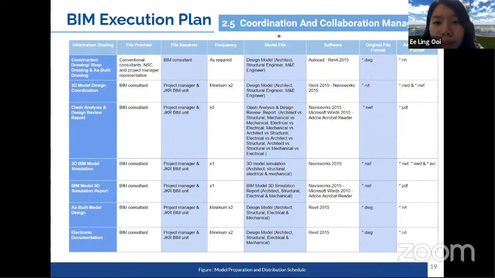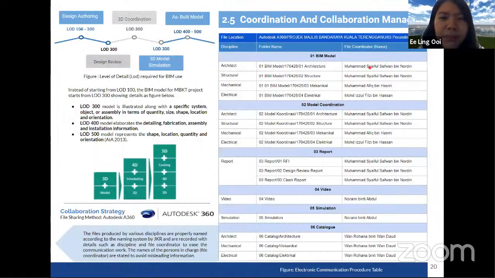Then we will talk about BIM coordination and collaboration management, where in the BEP it's clearly stated who will be the file provider, file receiver, how frequently they will share the file, the software being implemented, and the file format. This is to ease the communication and sharing process, as well as to avoid disputes between stakeholders.